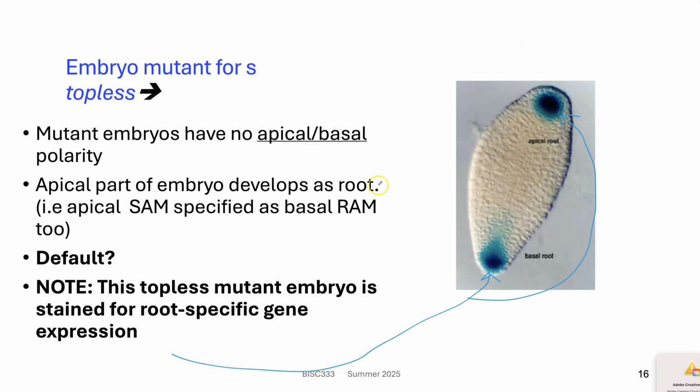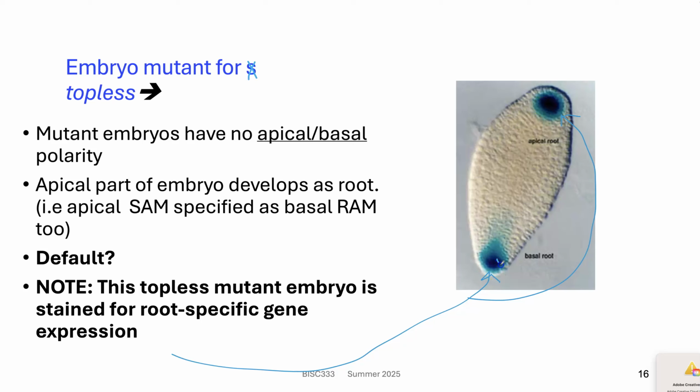There's another one here, embryo mutant 4, I don't know why this S is here, for topless. So there's a gene called topless. We're talking about meristems now. So we looked at the root meristem, and this gene is needed normally in the apical half of the embryo. But when you make a mutation in the embryo, they don't have any apical basal polarity. So instead of the apical meristem developing as a shoot, it develops as if it's a root.